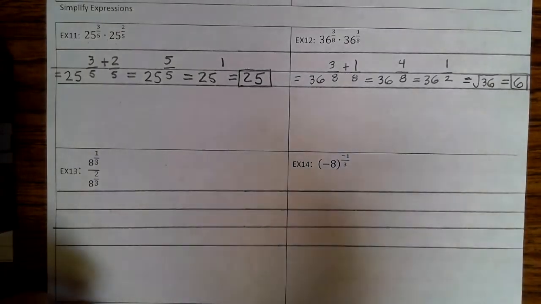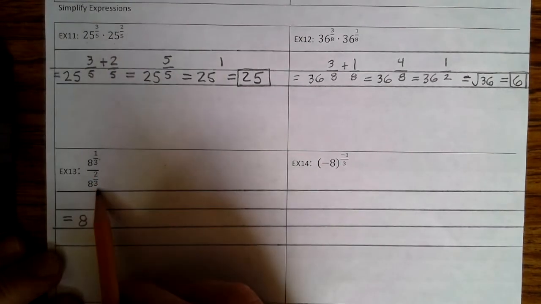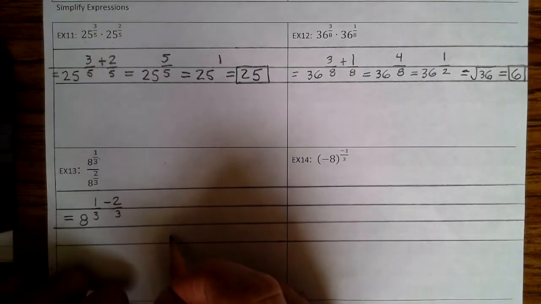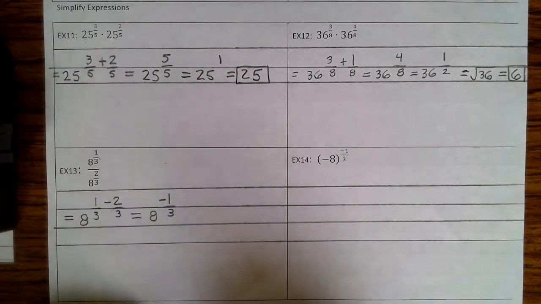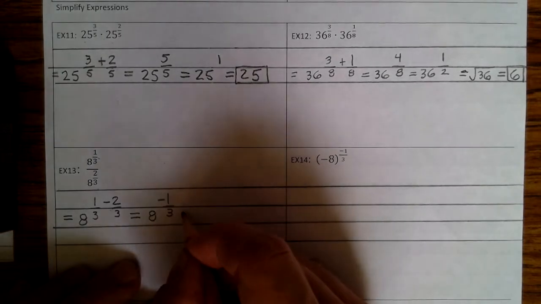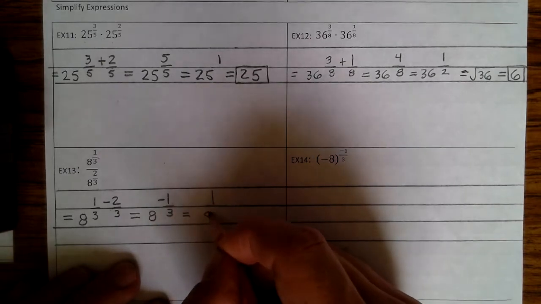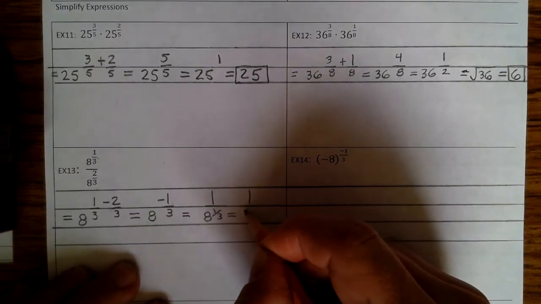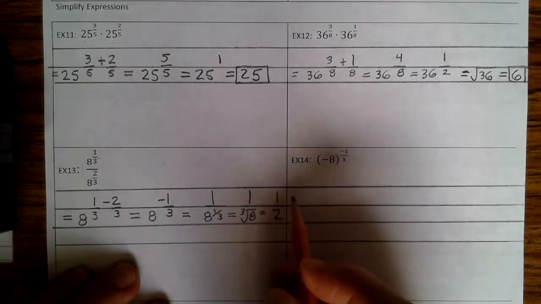Example 13. Now when you multiply, you add. When you divide, you subtract. So that's 8 to the 1/3 minus 2/3, which equals 8 to the negative 1/3, which is equal to 1 divided by 8 to the 1/3, since the negative exponent comes down to the denominator as a positive exponent. That is 1 divided by the cube root of 8. The cube root of 8 is 2, so this equals 1 divided by 2.